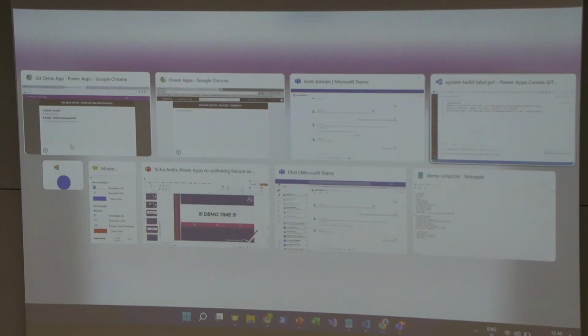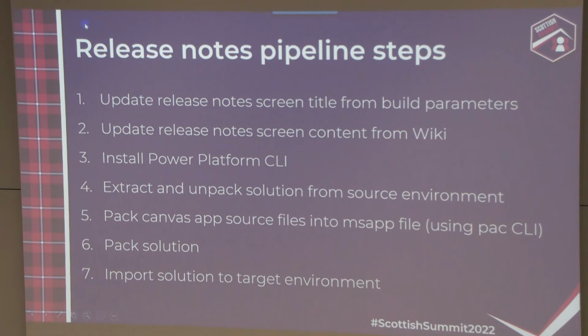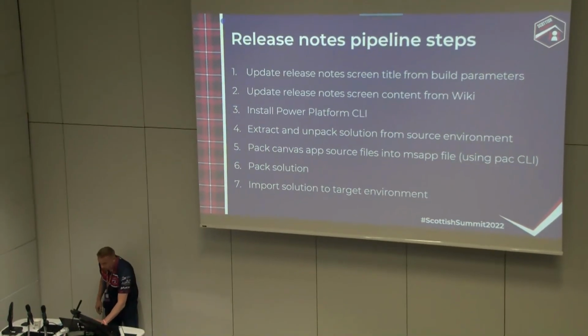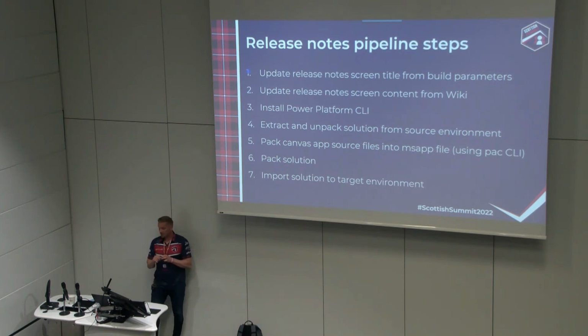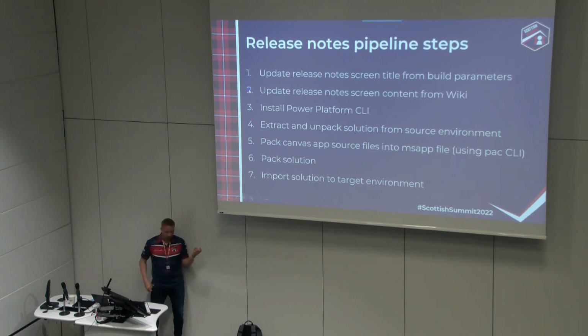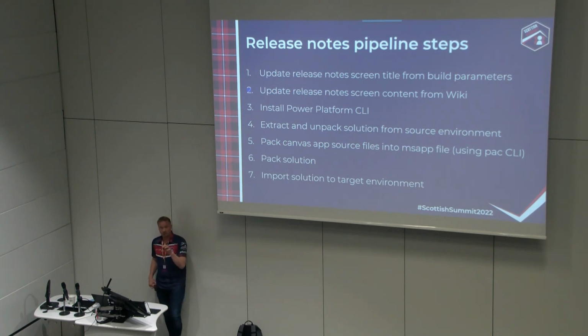And let's now go through the pipeline steps. And I'm planning to publish that pipeline in a GitHub repository, so it's available for you all. So what it does, first of all, the pipeline calls a PowerShell script that replaces the release note screen's header label text with the text that was given when I started the pipeline. And then it calls another script that actually uses the wiki content of that DevOps repository of that specific page and reads that content and writes it to the label text of that screen.